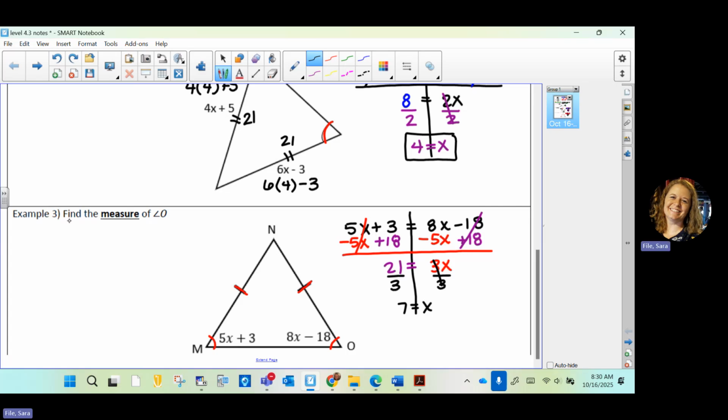Again, if they ask for x, you're done, but they don't here. It says find the measure of angle O. So we always go back and reread our question. So I'm going to plug in, here's angle O. I'm going to plug in that x, and I'm going to calculate what that is. Okay, so 8 times 7 is 56 minus 18. This is 38.